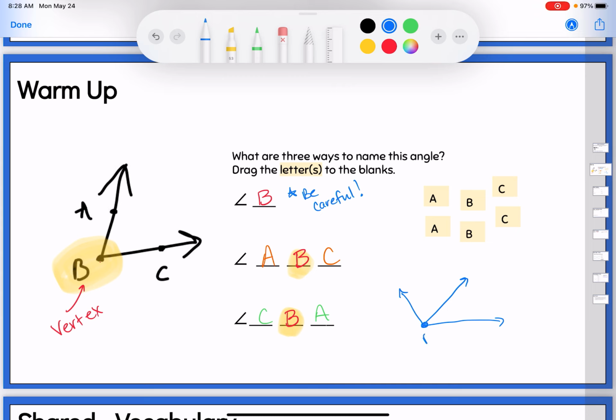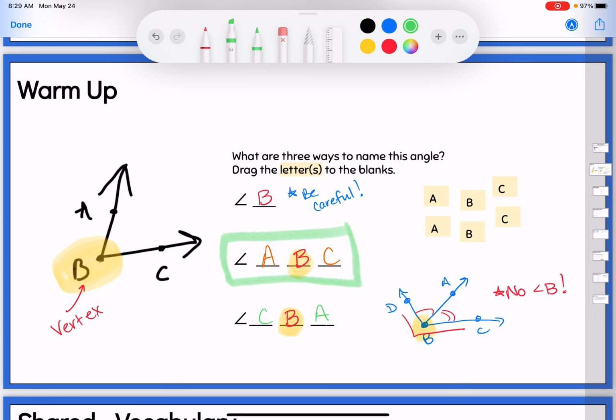For example, if I had this, okay? If this is B, right, maybe this is A and C, but now I have another possibility. I cannot say angle B anymore, because the question is which one, right? Is it this angle, is it this angle, or is it this angle? I don't know. So in this case, you cannot label it as angle B. So be careful labeling with 1 letter. I highly recommend that you just play it safe and always use 3 letters to label your angles. And remember that vertex letter has to be the one in the center.